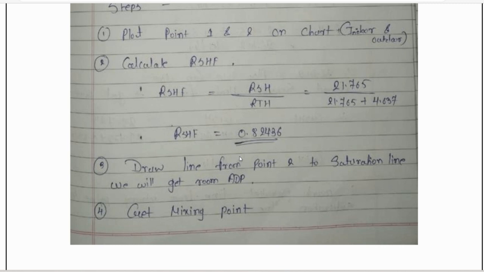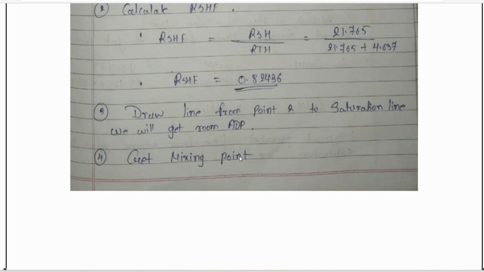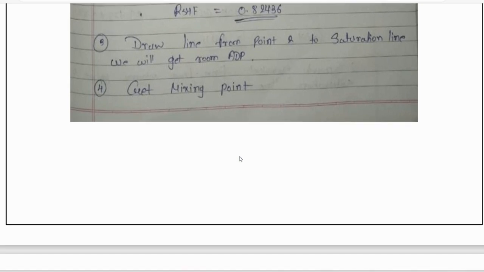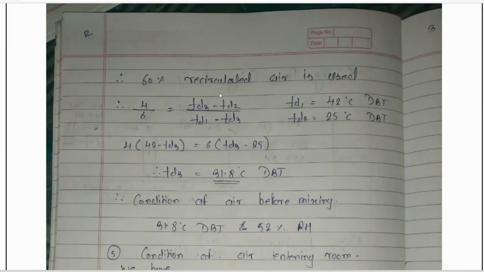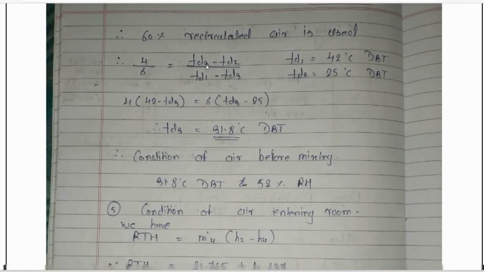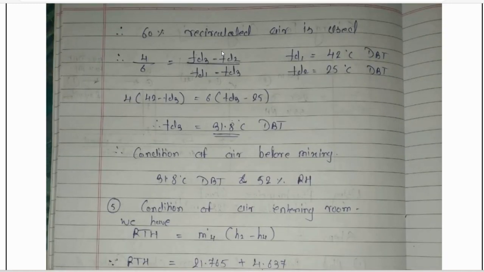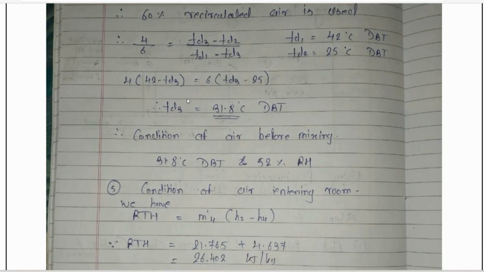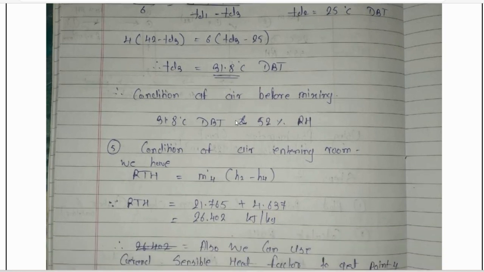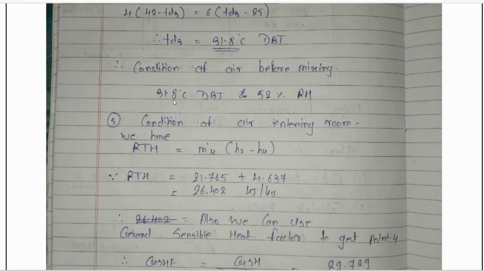Draw that 0.82436 line from point number 2, and after drawing, we get the mixing point. Here we considered that 60% recirculated air is used. So the fraction is 4 by 6, (TD3 minus TD2) upon (TD1 minus TD3). Now we got the temperature at point number 3 as 31.8 degrees Celsius DBT. The condition of air before the coil is 31.8 degrees Celsius DBT and 52% relative humidity. This point we got from the mixing.